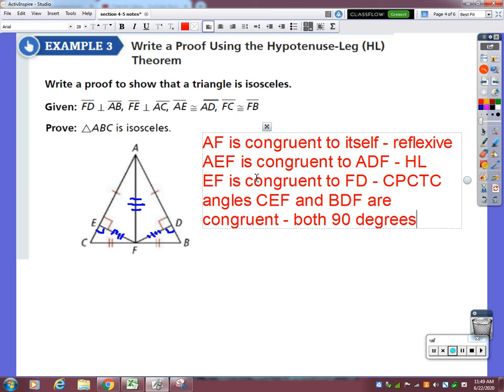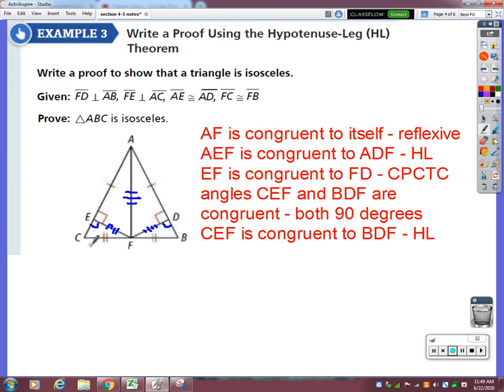I might have wanted to include another step there about those two things being a linear pair, and so then they add up to 180. Okay, so then that means that the little baby triangles are congruent. So CEF is congruent to BDF, and that again is the hypotenuse leg, because this one, oh no, sorry, this one is the hypotenuse of each triangle, and this one is the leg.